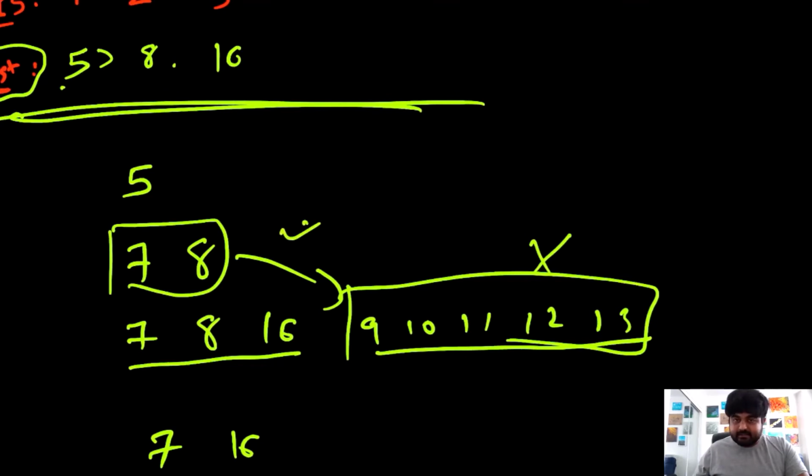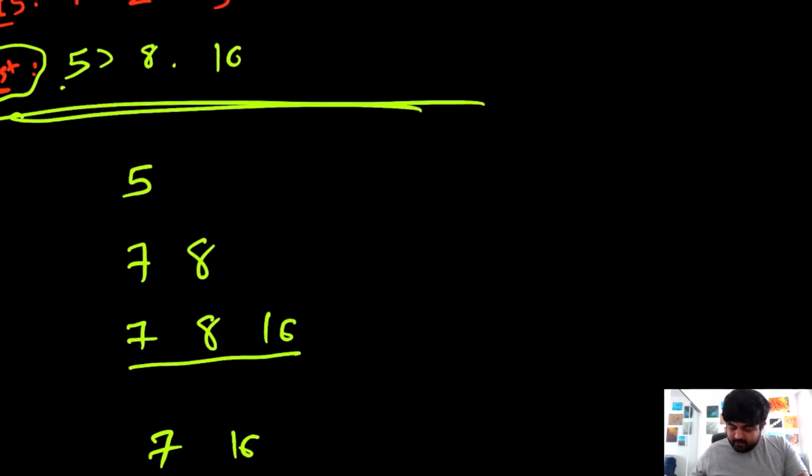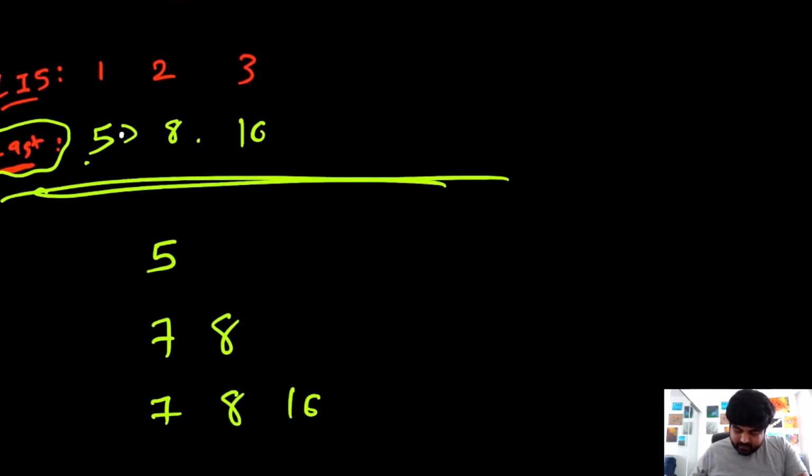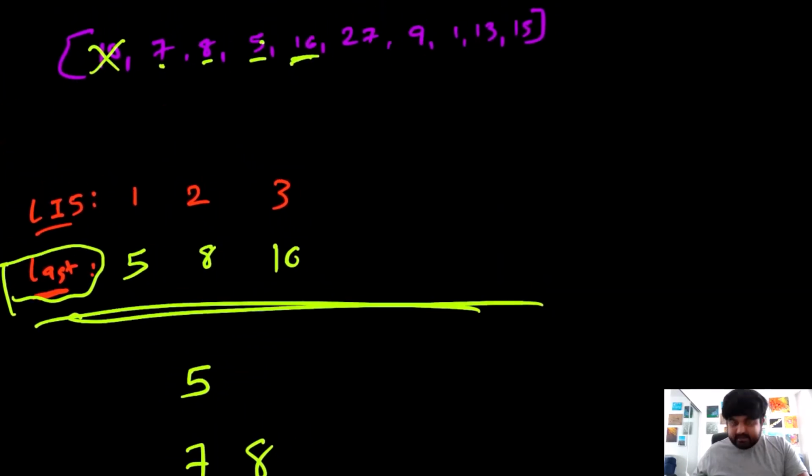increasing subsequence. So I hope that this makes things more clear, why we are choosing to have a new 7, 8 and 16 as a subsequence. And we would create a new entry in our array as well. So now these are the 3 subsequences we have.